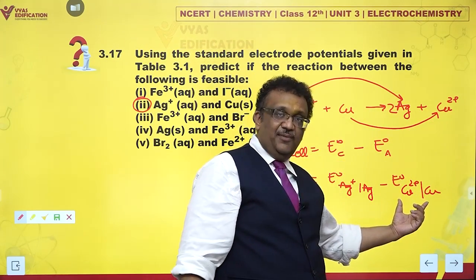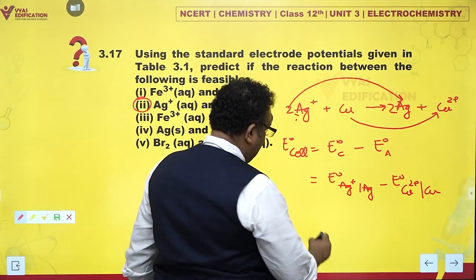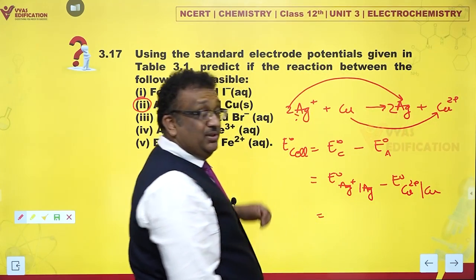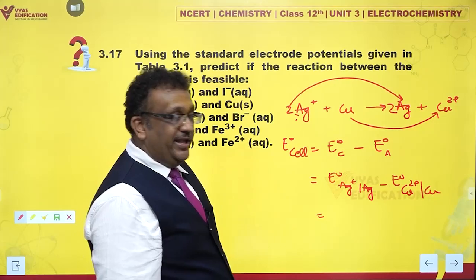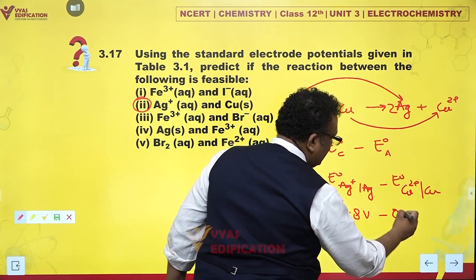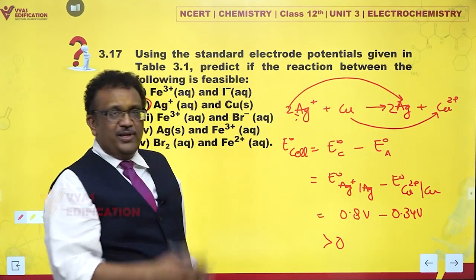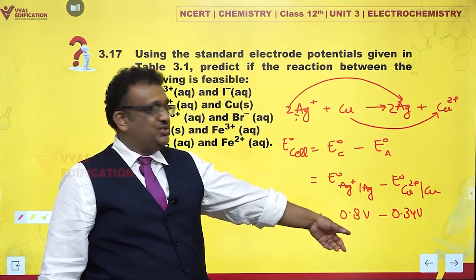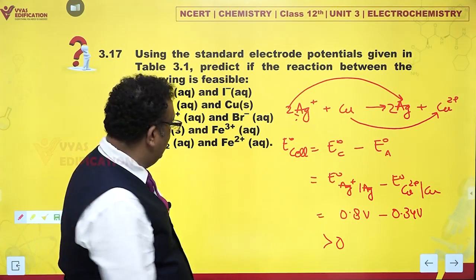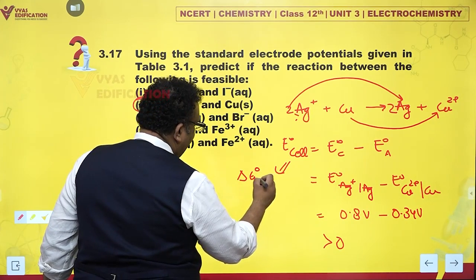Fine, but we are writing SRP, so we have to write like this. And because anode, we have put a minus sign. That's a part of our formula. If you check in table 3.1, what do you get? You get Ag plus to Ag is 0.8 volts minus copper ions is 0.34 volts. Is this positive? I'm not even bothering to calculate it. Is it positive? Yes. Is E naught cell positive? Yes. That means delta G naught is negative.